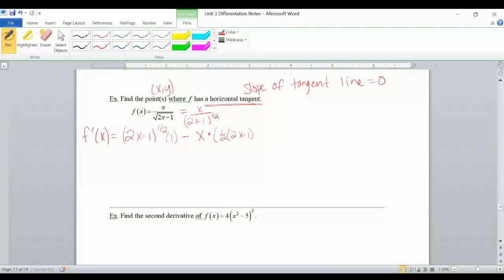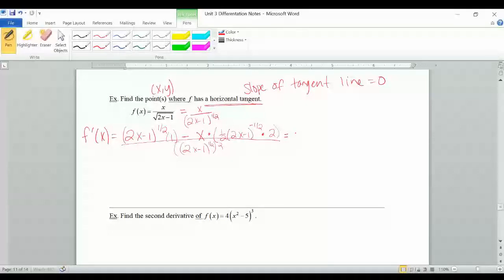So 1/2 (2x minus 1) to the negative 1/2 times the derivative of the inside of this function, specifically in the denominator, which is 2. And this is all over (2x minus 1 to the 1/2) squared. So we've got low d high minus high d low over low low. That's where all this came from. And now we just have to simplify some things, which we can do. We did a similar problem to this the other day.